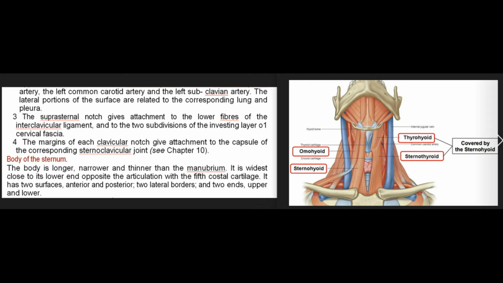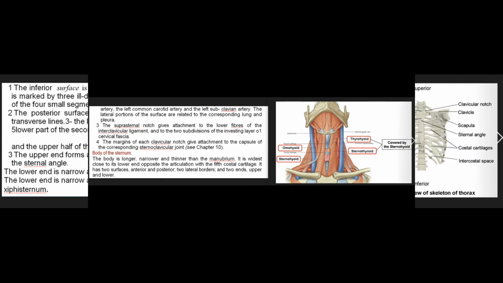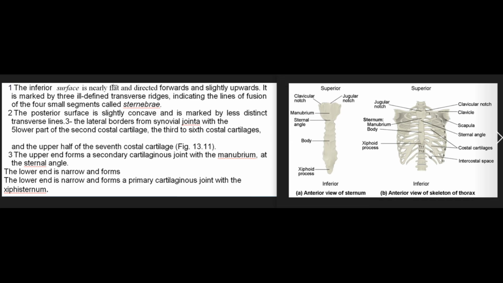Body of the sternum. The body is longer, narrower and thinner than the manubrium. It is widest close to its lower end opposite the articulation with the fifth costal cartilage. It has two surfaces, anterior and posterior, two lateral borders, and two ends, upper and lower. 1. The anterior surface is nearly flat and directed forwards and slightly upwards. It is marked by 3 ill-defined transverse ridges, indicating the lines of fusion of the 4 small segments called sternebrae.